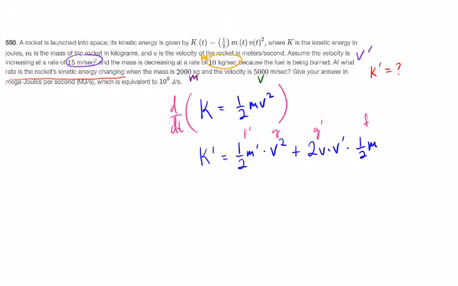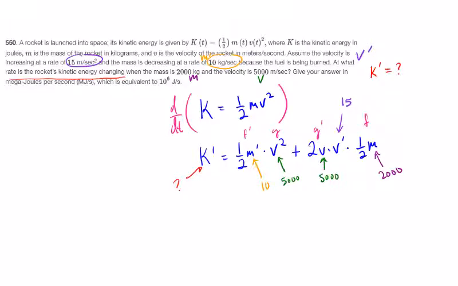Now we can plug in those values that we know. We can plug in 15 for v prime, 10 for m prime, 2,000 for m, and 5,000 for v. And of course we're trying to find K prime.